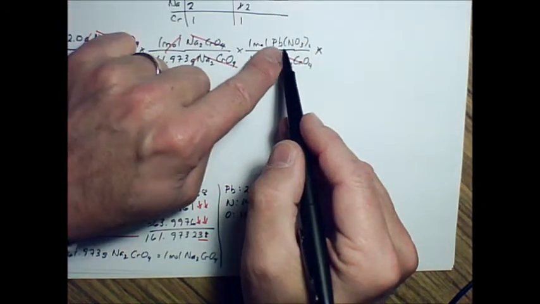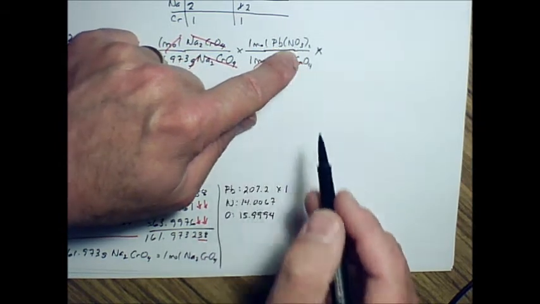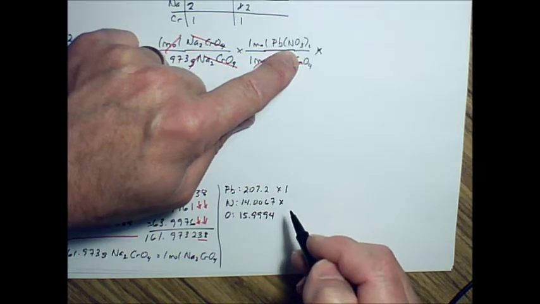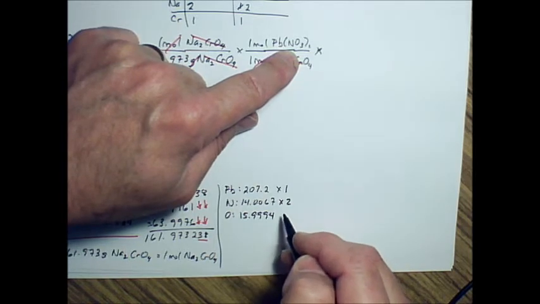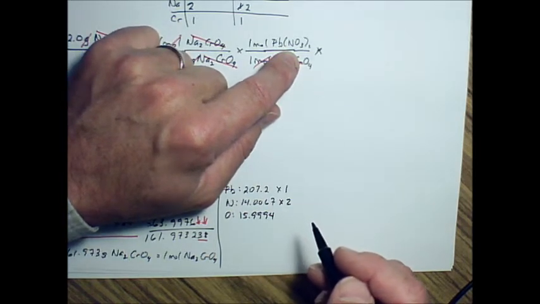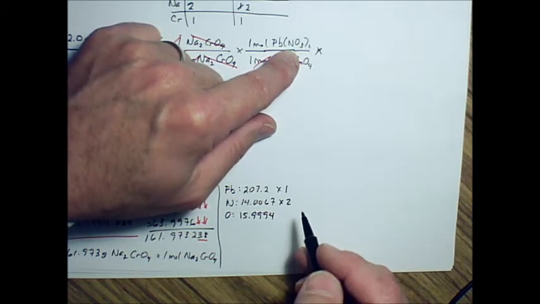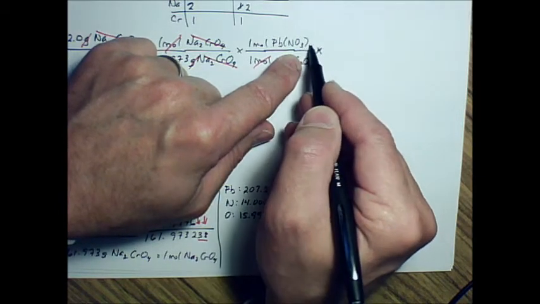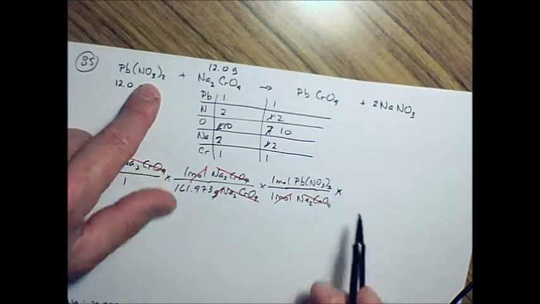In the formula, we have just one lead. We have how many nitrogens? Is anybody here with me joining in the process? 2 of them. All right. Richard, Manuel, let's get up, please. How many oxygens do we have? 6 of them. There are 6 oxygens here.